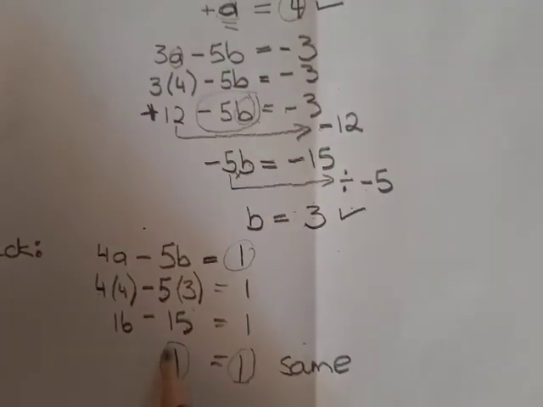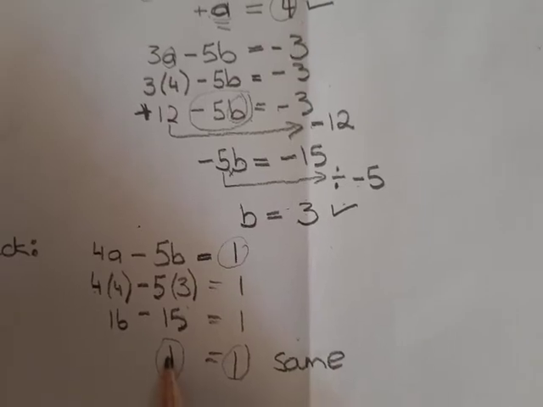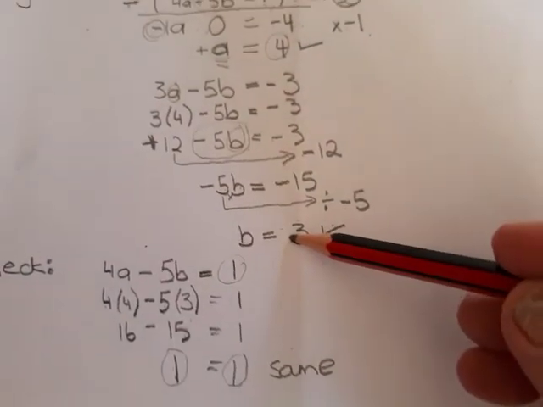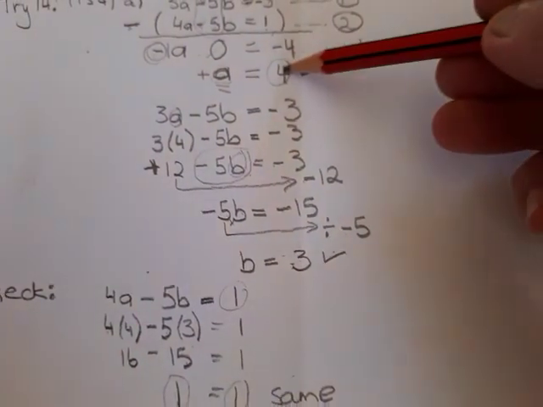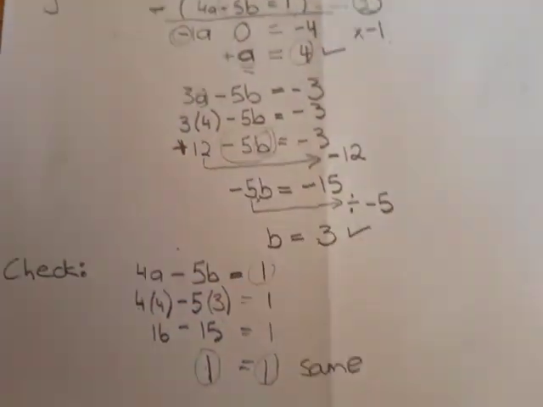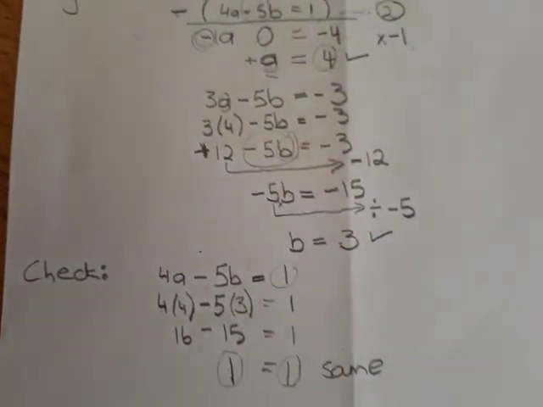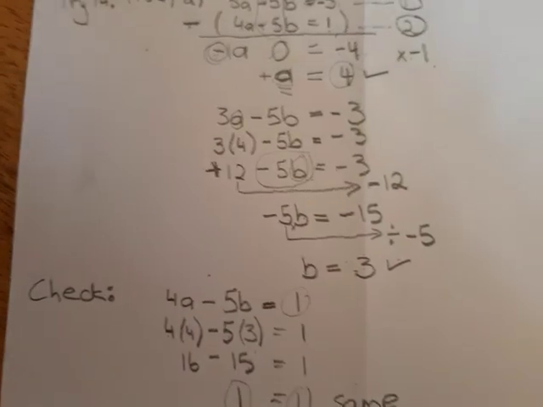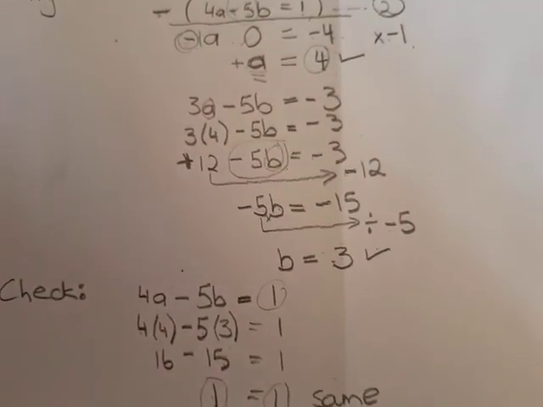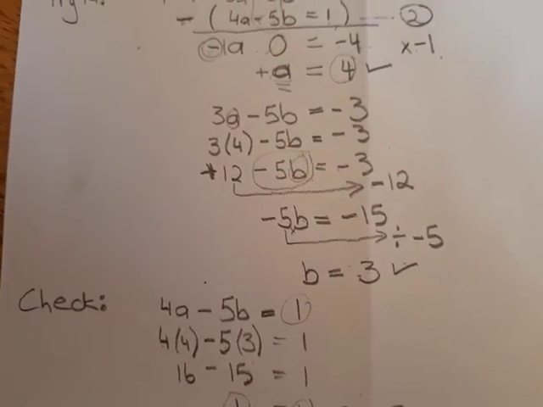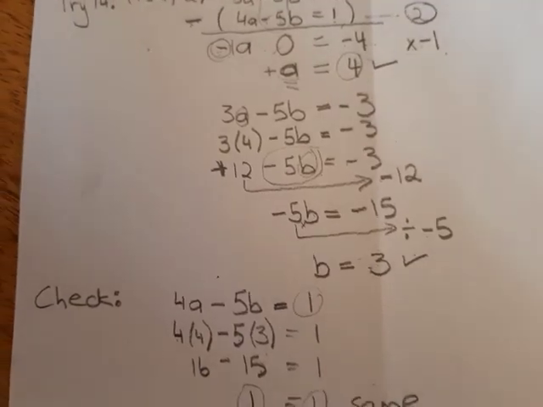If you get anything other than 1 on the left-hand side, then you know that in your calculation of the two variables, somewhere there is a mistake. Okay, I want you to try doing this now, because solving simultaneous equations is really important.